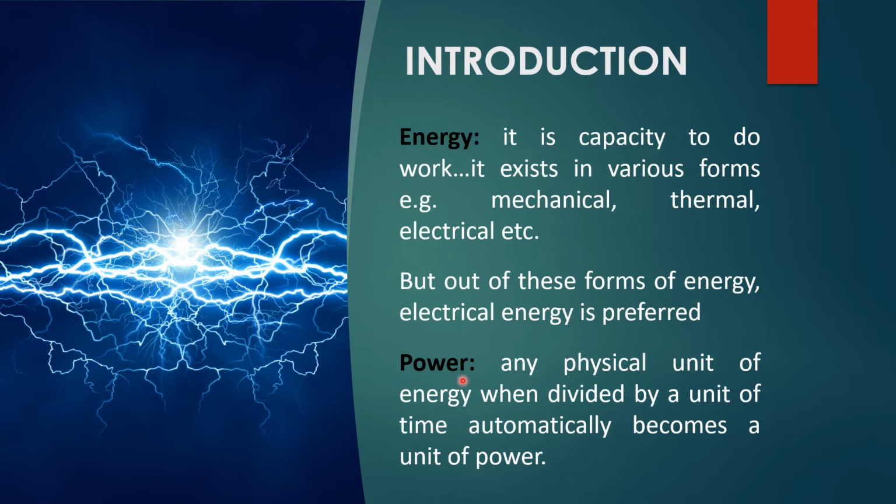Power. Any physical unit of energy when divided by a unit of time automatically becomes a unit of power. And power is primarily associated with mechanical work and electrical energy. Therefore, power can be defined as the rate of flow of energy and can be stated that a power plant is a unit built for production and delivery of the flow of mechanical and electrical energy.